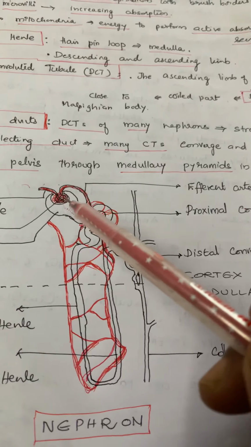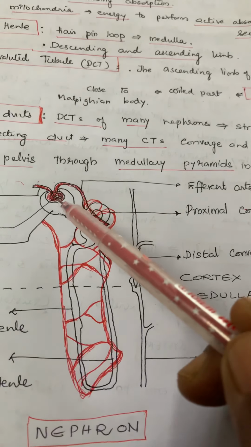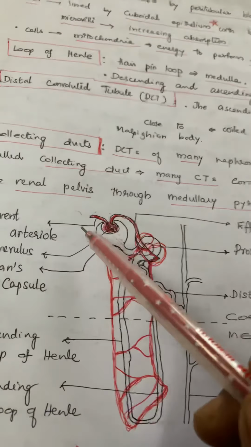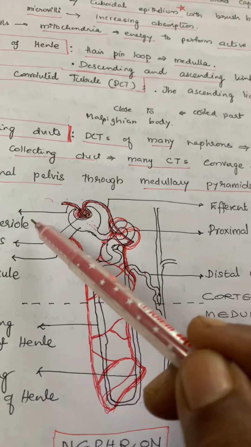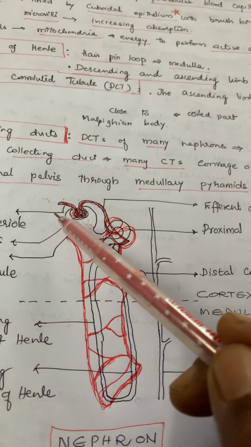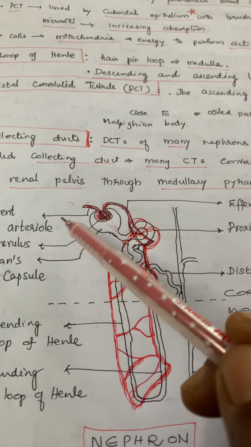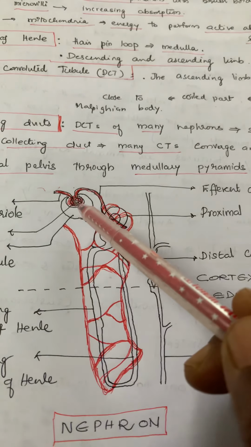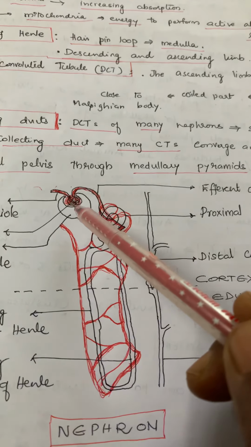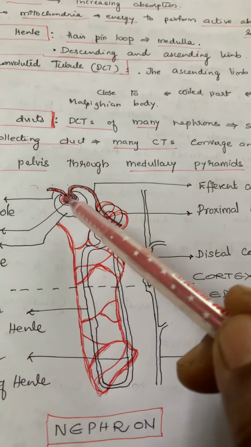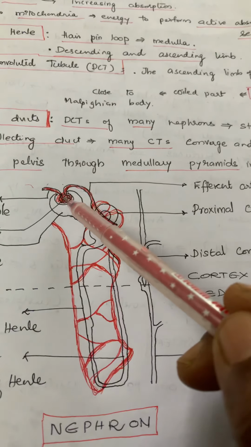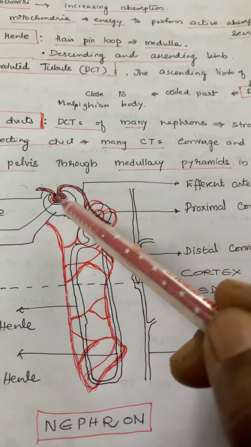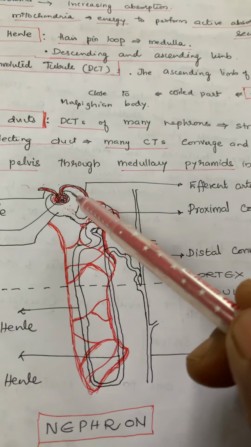Glomerulus is a tuft of capillaries which are formed by the branching of the afferent arteriole of the renal artery. This tuft of capillaries is called glomerulus. These glomerular capillaries will form the efferent arteriole again, which carries the blood away from the glomerulus.